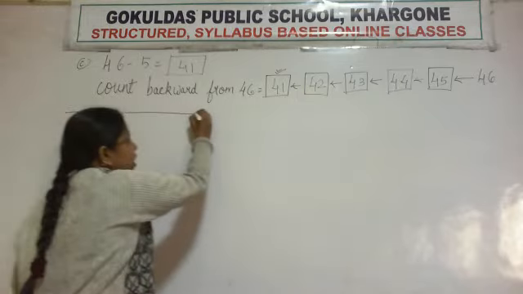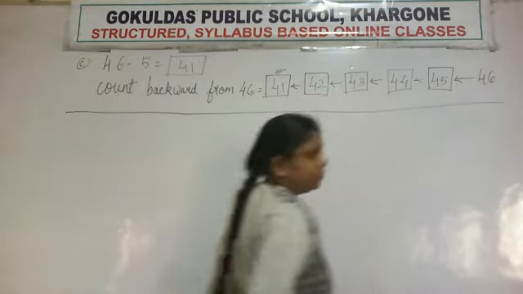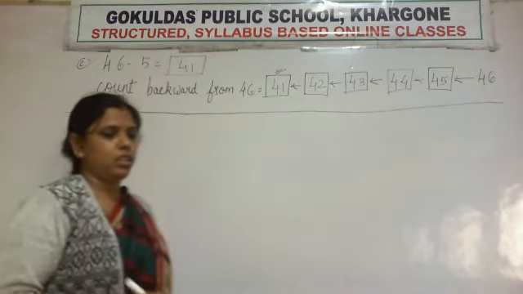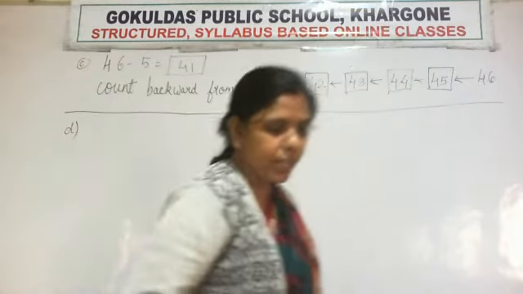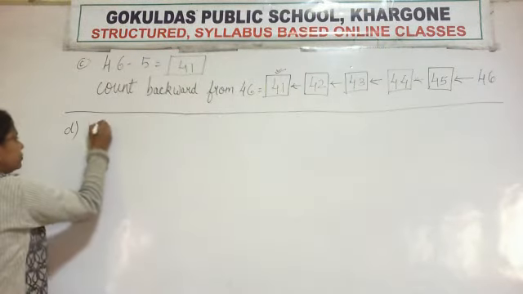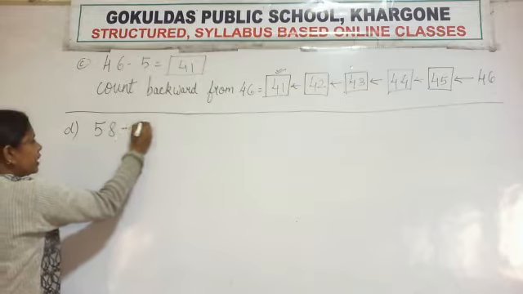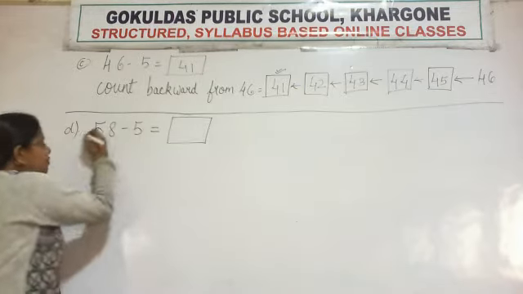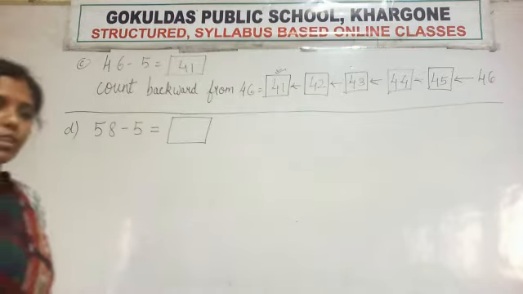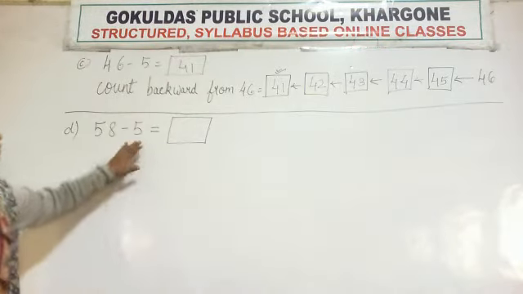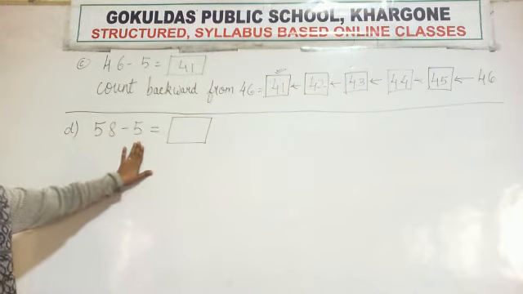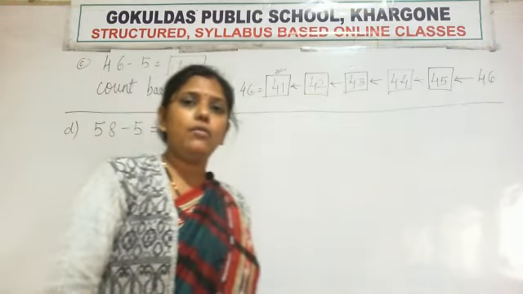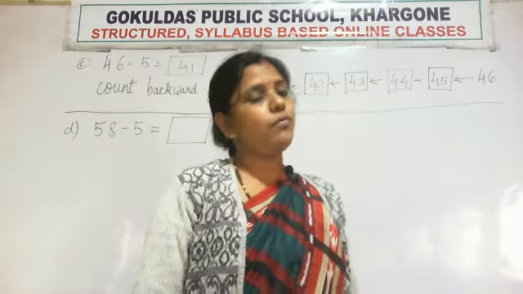Now the next question, D. D is 58 minus 5. That means we have to count 5 numbers backward from 58. In this question also we have to count 5 numbers back from 58.